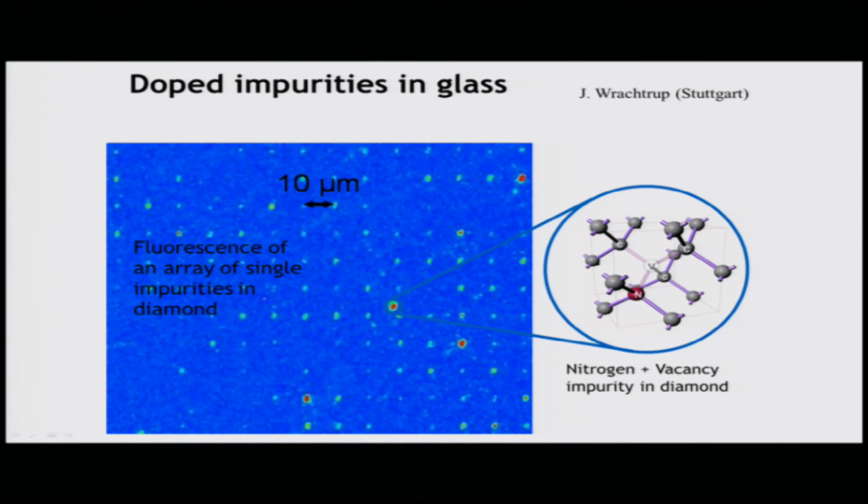Another useful solid state implementation of this area has been the principle of utilizing doped impurities in glass. For instance, this has been looking at a glass which has been doped with fluorescent impurities. The fluorescence of these arrays of single impurities in diamond in the glassy structure has been utilized in cases where the nitrogen plus vacancy impurity in diamond has been put forward as another idea.